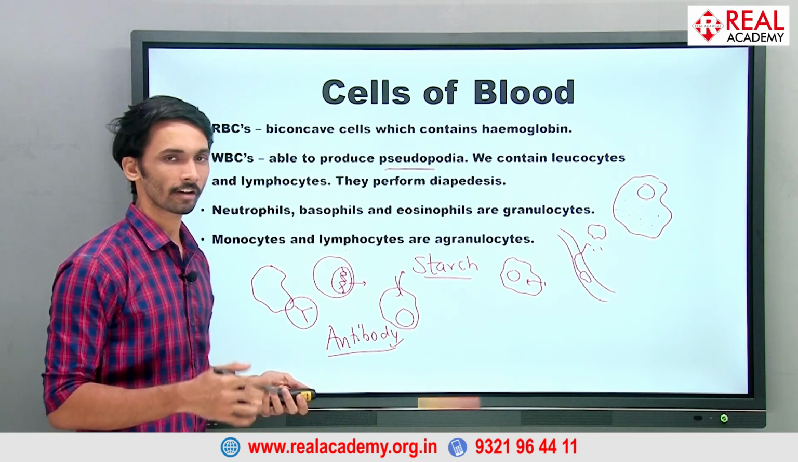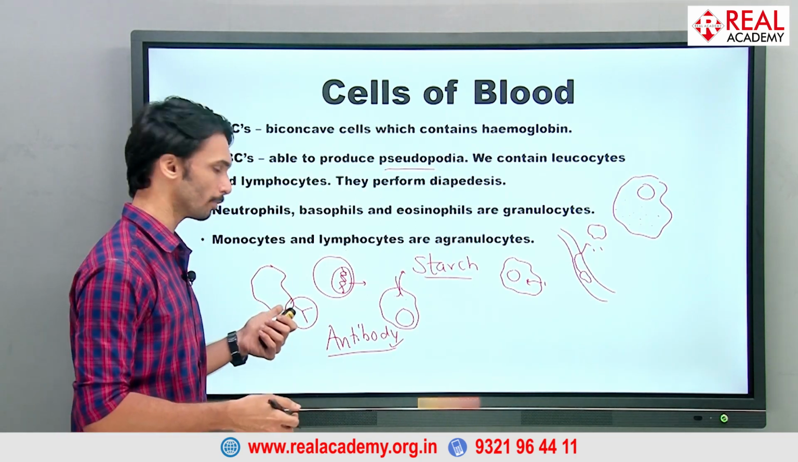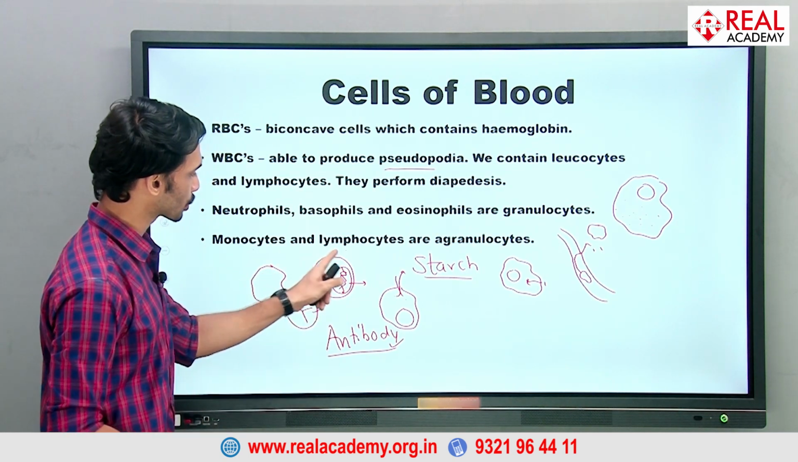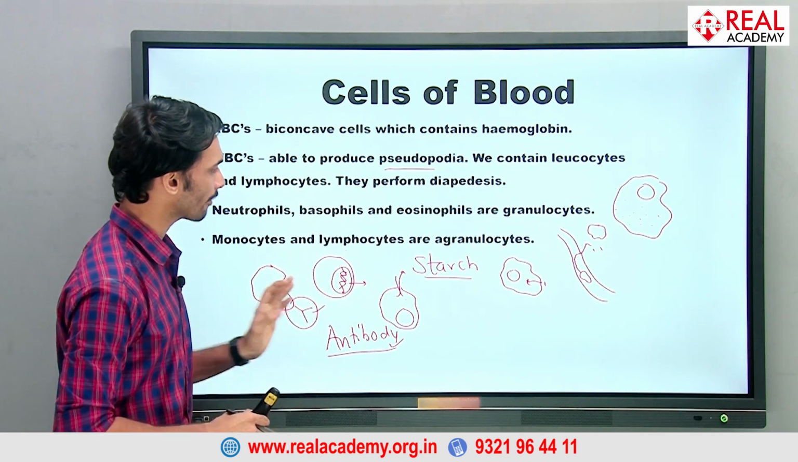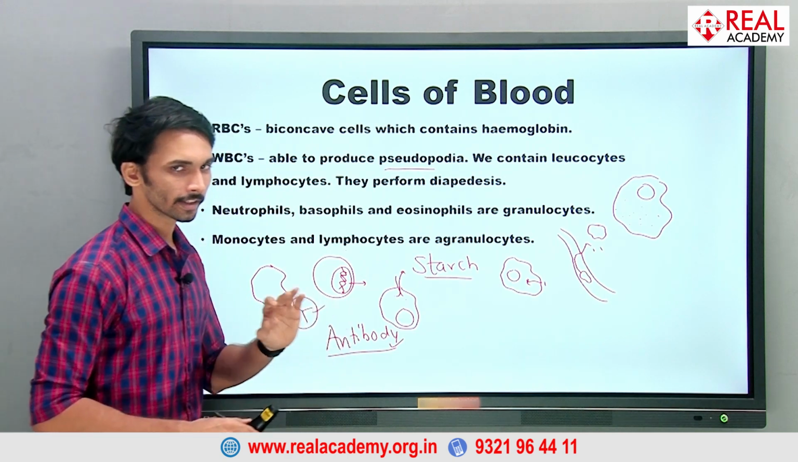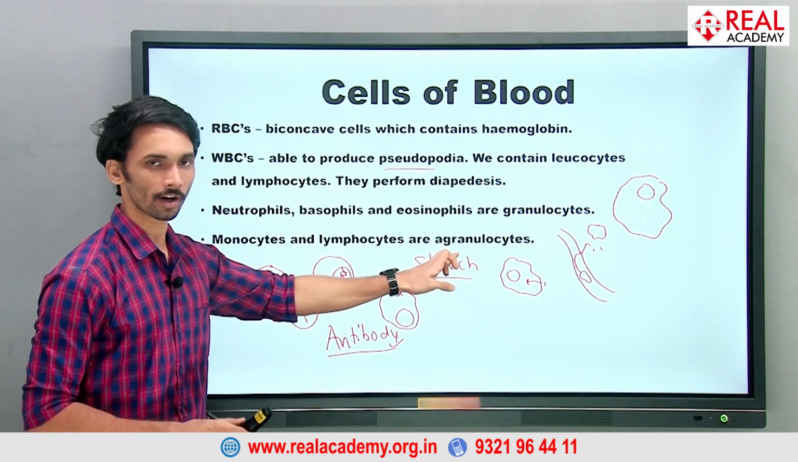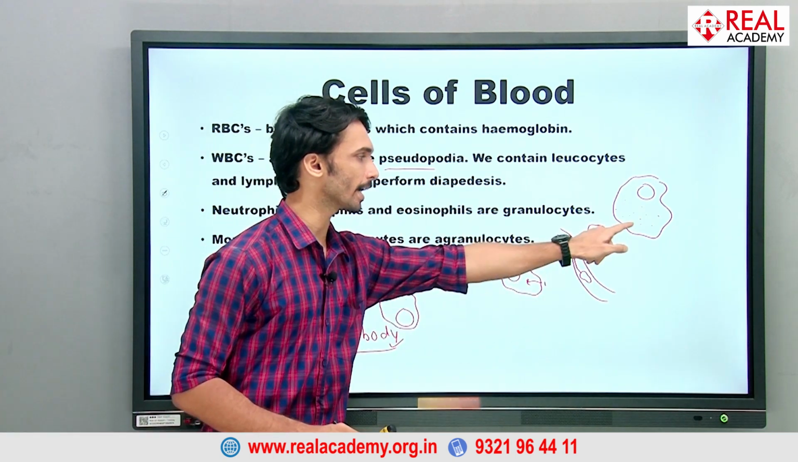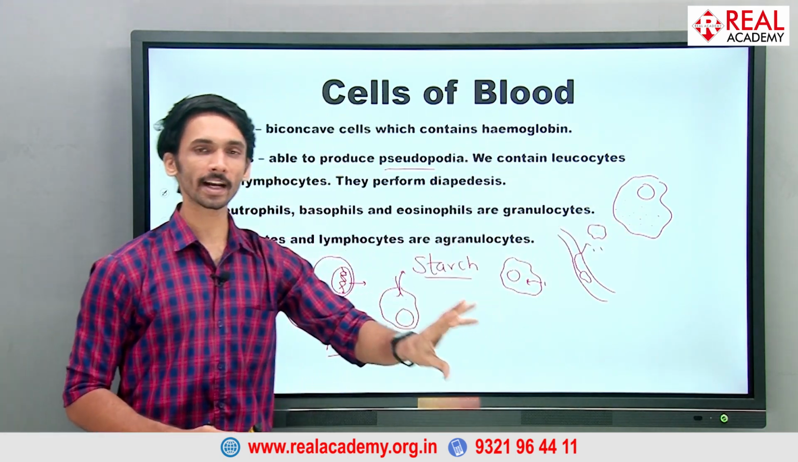So in this way, your coronavirus can be destroyed just because of your WBCs. Why? Because those WBCs are producing antibodies. These 2, monocytes and lymphocytes, have the ability of producing antibodies. They don't need granules, and hence they are called agranulocytes. While these 3 here are called granulocytes because they want granules to kill someone.